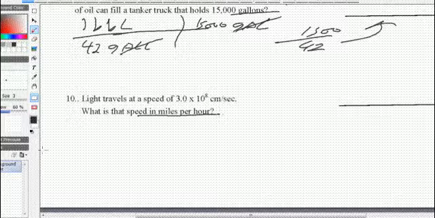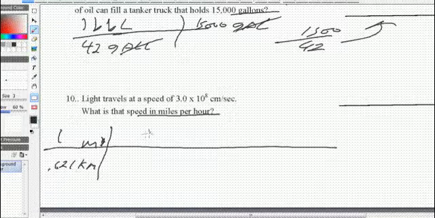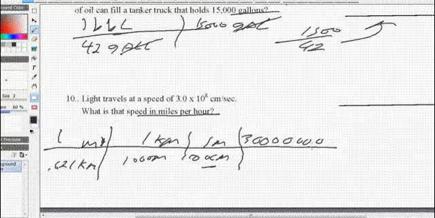Speed in miles per hour. Who has to go on top? Miles. What do you know about miles? 1 mile is 0.621 kilometers. 1 kilometer is 1,000 meters. 1 meter is 100 centimeters, because centi is 100. I have 3 with 8 zeros, centimeters per 1 second.